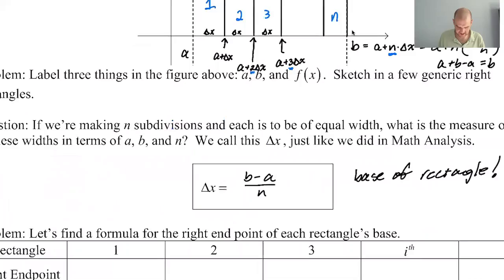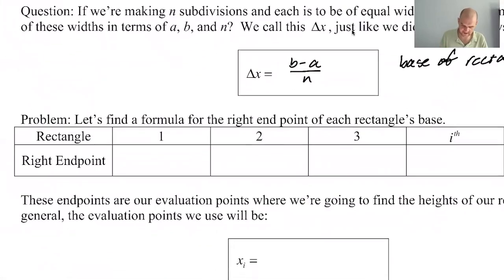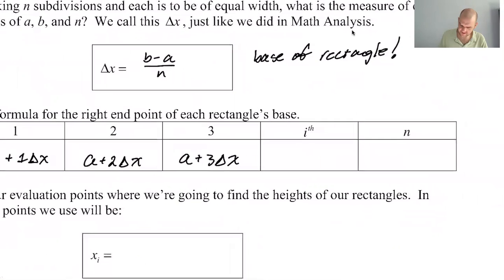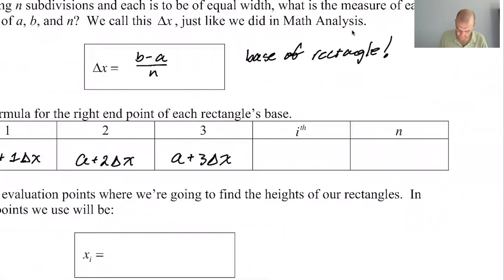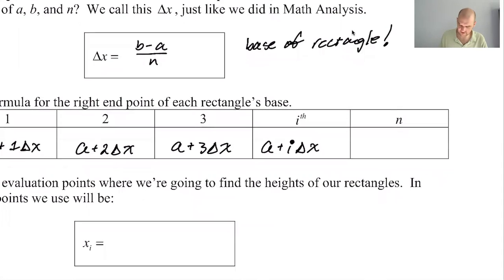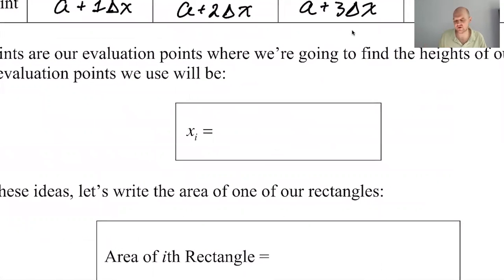So let me fill in this table here. For the first rectangle, we did a plus 1 delta x. For the second one, a plus 2 delta x's. For the third, a plus 3 delta x's. If we're talking about the ith rectangle, it's going to be a plus i delta x's. And if we're talking about the nth rectangle, it's a plus n delta x, which we just calculated; if we simplify it, it's actually b. The last one is going to be b. So x sub i, and these are called evaluation points.